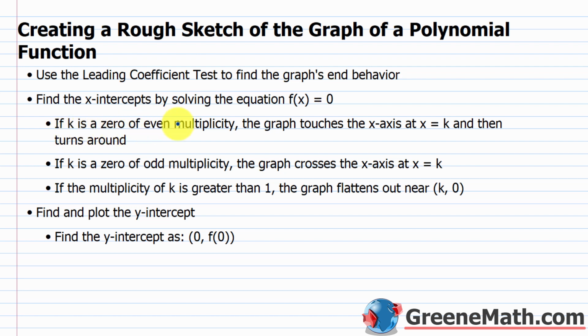If k is a zero of even multiplicity, keep in mind the graph touches the x-axis at x equals k and then turns around. If k is a zero of odd multiplicity, the graph crosses the x-axis at x equals k. And we know if the multiplicity of k is greater than 1, the graph flattens out near k comma 0, so at that x-intercept. Then we want to find and plot the y-intercept. So find the y-intercept as 0 comma f of 0. This right here is not always practical. Sometimes you might get a y-intercept that's something like, let's say, 0 comma 500. You can change the scale of your graph, but it's not always practical. So I would say this one, you want to know what it is just to see if you're on the right track, but sometimes you won't be able to fit it in unless you really change the scale.